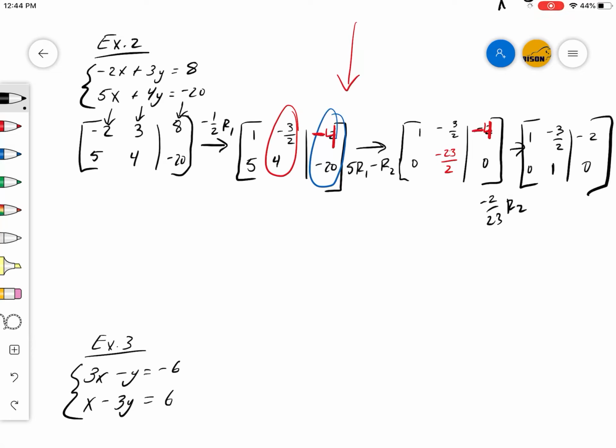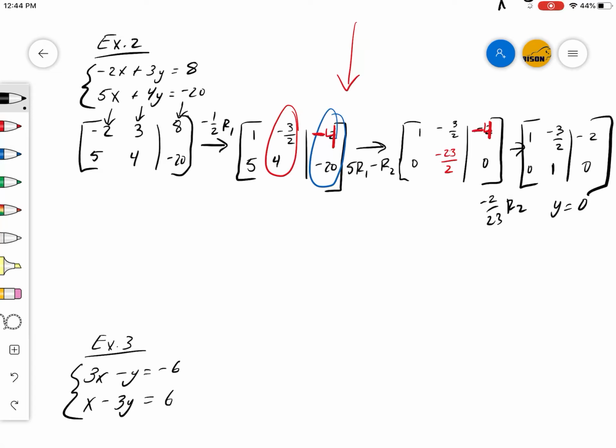So still, when I multiply 0 by negative 23 over 2, it gives me 0. So now you're probably panicked. You're like, oh my gosh, I got 0, 1, 0. No, that's not a big deal. Let's output it. Okay, so I have 0x plus 1y equals 0. So that tells me y equals 0.